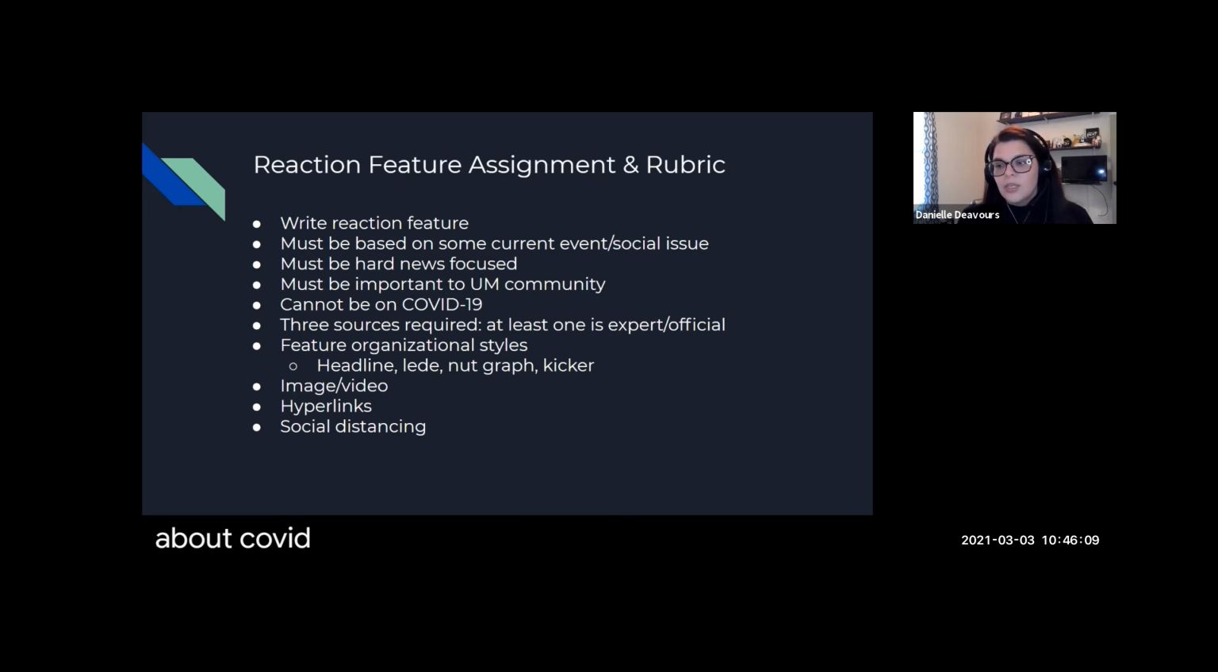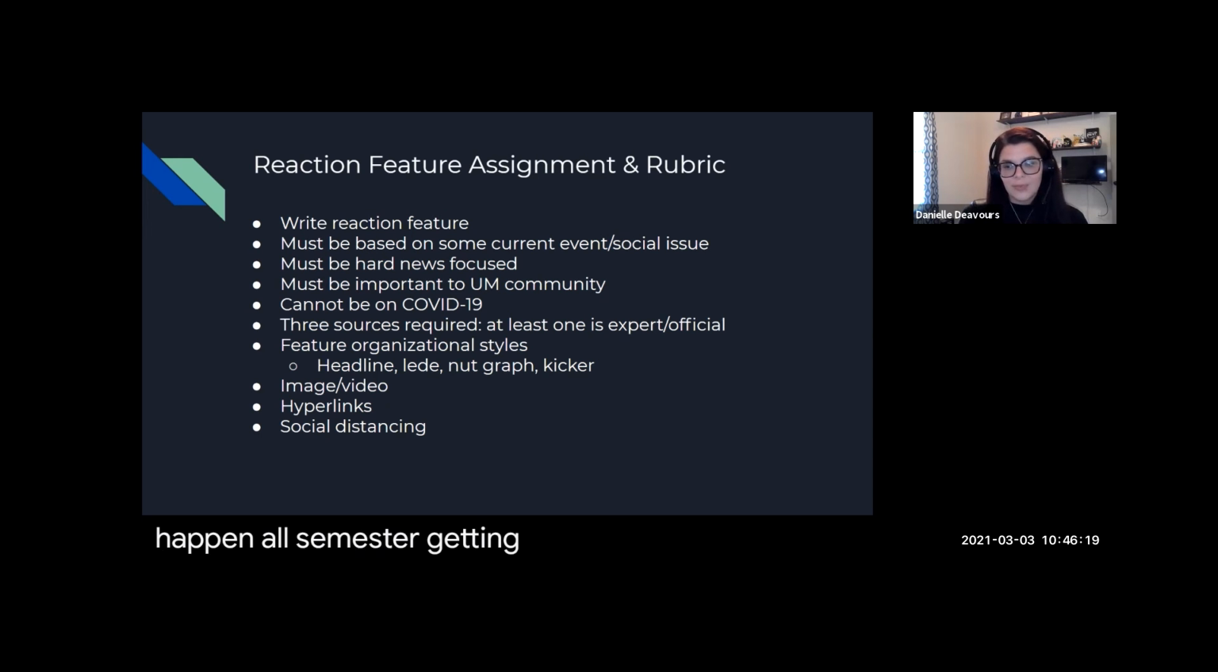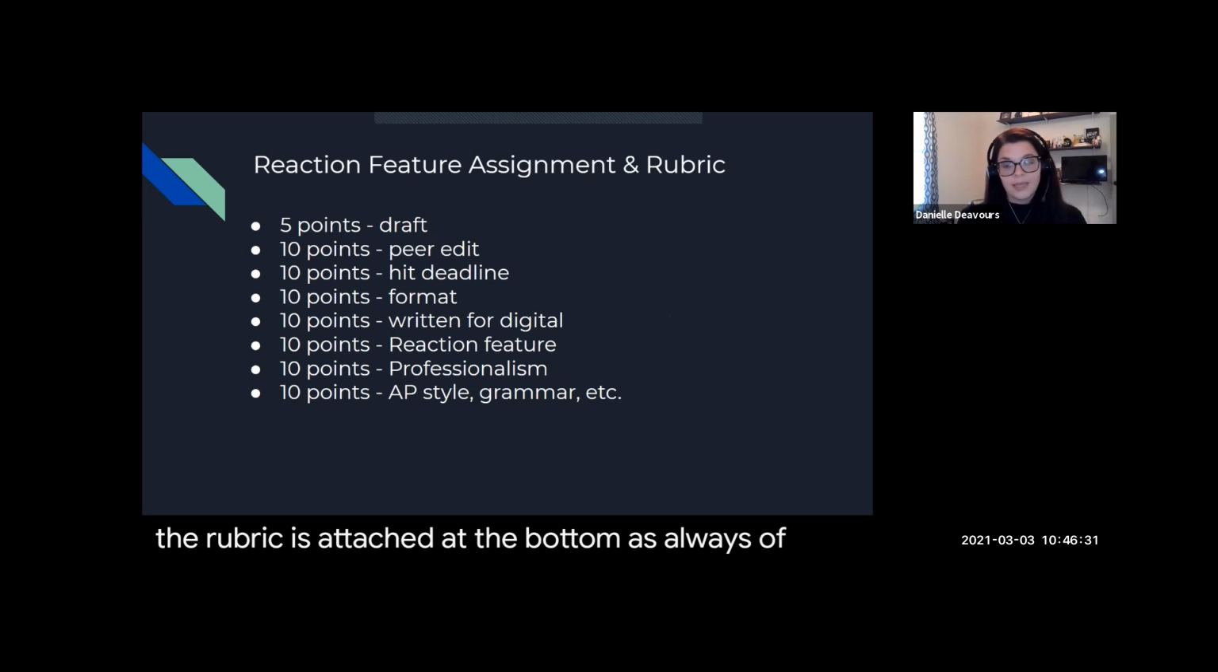Okay. 3 sources will be required. At least one needs to be an expert or official. Make sure you're following our organizational styles like we have been all semester, getting in an image, video, hyperlink. And please, as always, remain safe while reporting and follow your social distancing guidelines. The rubric is attached at the bottom, as always, of your assignment sheet.